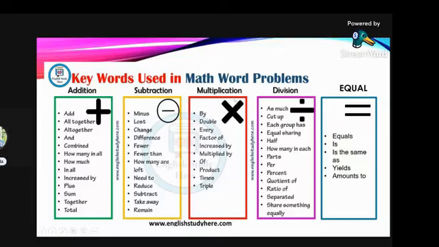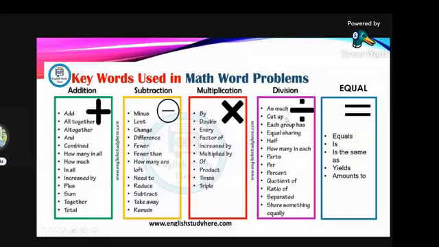For multiplication, we have the words by, double, or twice, meaning 2 times, or thrice, meaning 3 times. Every, factor of, multiplied by, of, product, times, triple or thrice, which is 3 times. Please erase the increased by here. It should be addition.